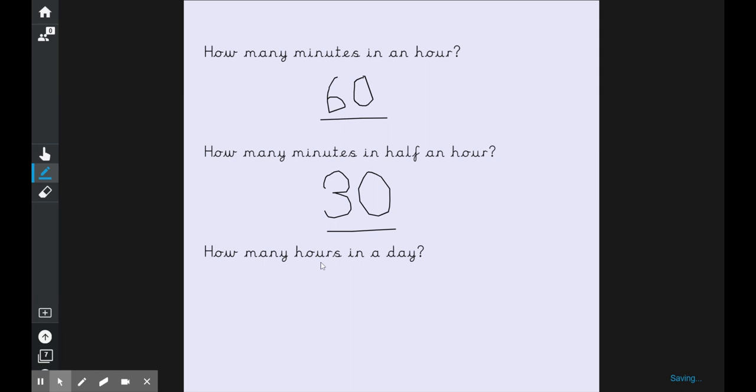And your final challenge, how many hours are there in a day? So in a whole day, including day and night, how many hours are there? So it means it has to go all the way around the clock twice. All the way from midnight, all the way around until midnight again. So it goes around 12 hours, and then it has to go around another 12 hours for a full day. So 12 plus 12 gives us the answer. There are 24 hours in a day.